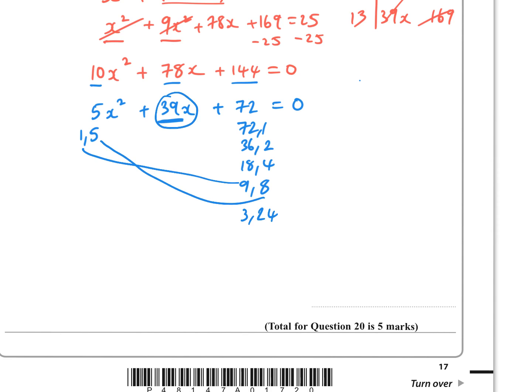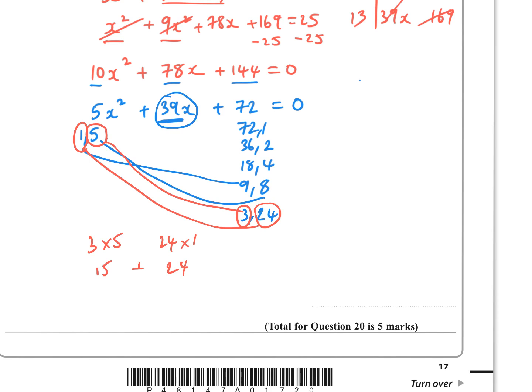And then the nice thing about 3 and 24 is that if I did 3 times 5, that's 15, and then 24 times 1, that's 24. And if I add those, I will get 39. So let's see how that works.